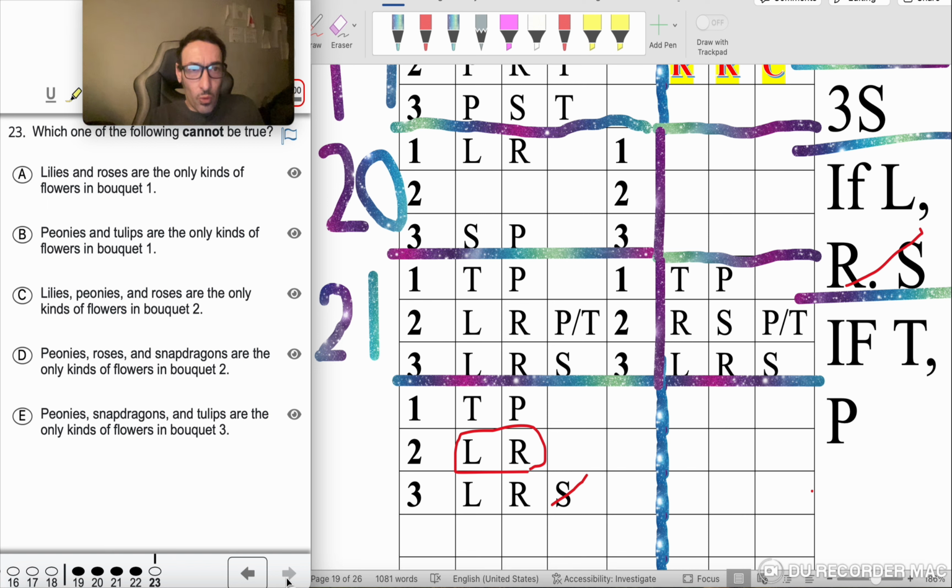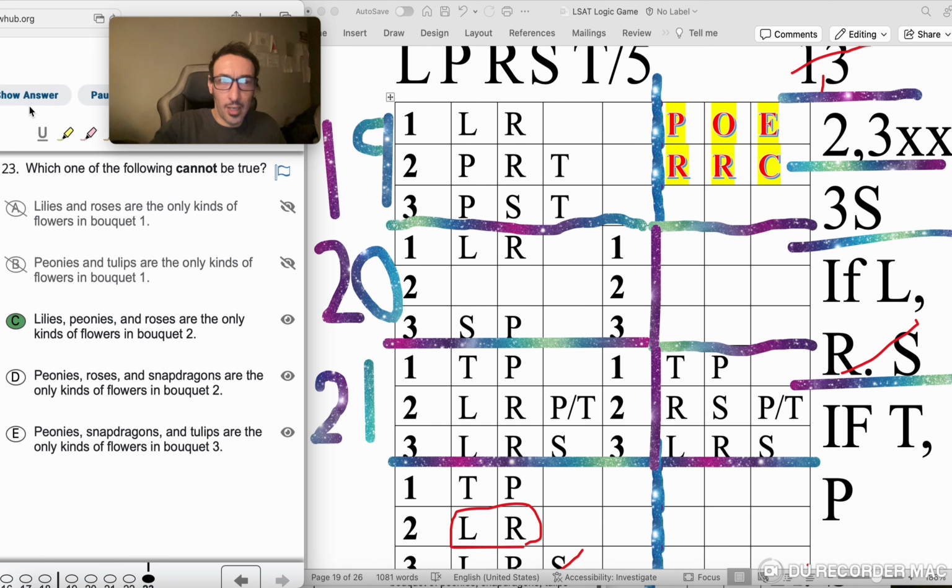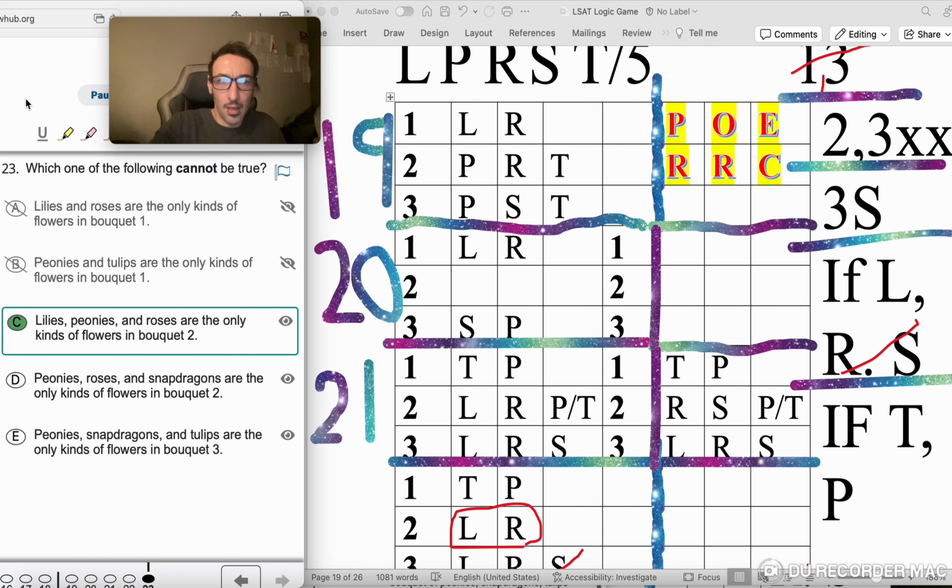Question 23, the final one. Which of the following cannot be true? If we see it, please go ahead and remove it. L, R in 1. We see it in question 19. Go ahead and remove it. P and T in bouquet 1. We see it in this world, 21. Go ahead and remove it. L, P, R are the only kinds in bouquet 2. L, P, R. We don't see that in any world possible, so go ahead and select it as the one that cannot be true. Answer C, L, P, and R are the only kinds of flowers in a bouquet.